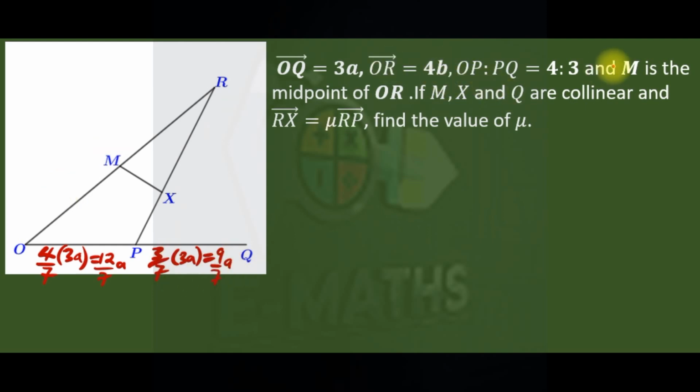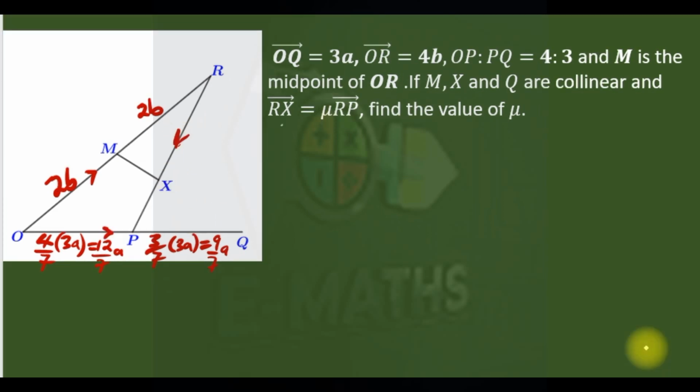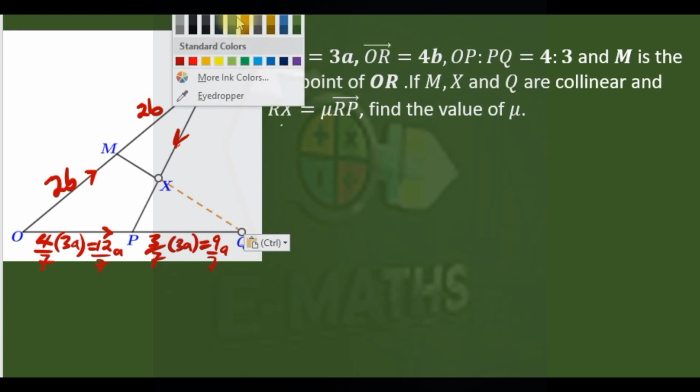And they said M is the midpoint of OR, so meaning that here is 2b, and this is also 2b. They gave us the vector, so we are moving in this direction. And here they give us RX, so we'll move in this direction. Okay, let's start by joining M to Q. So we have MQ moving in this direction.